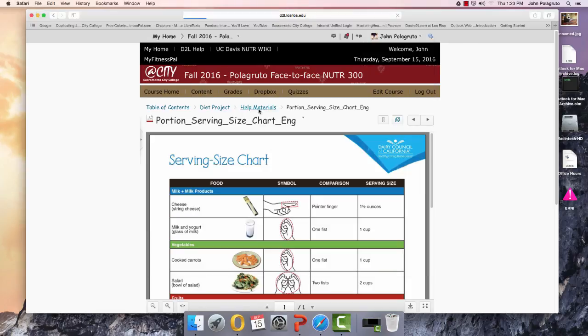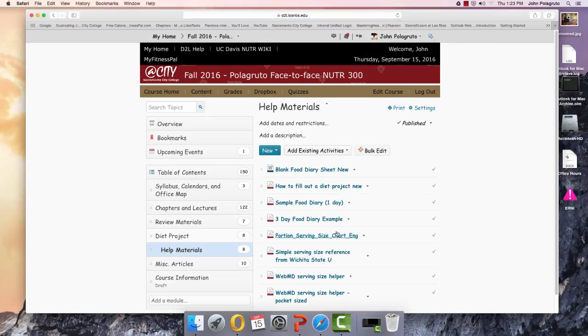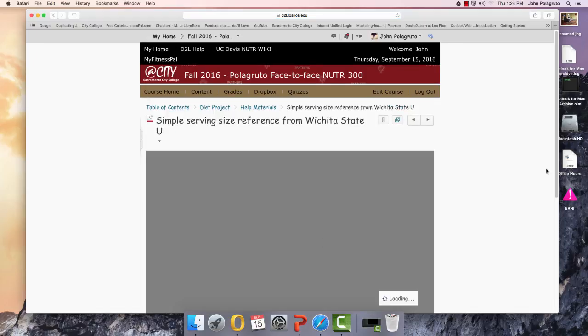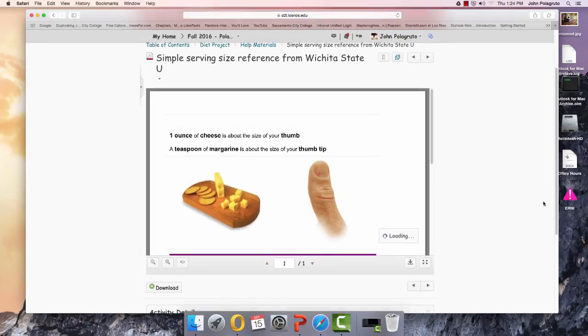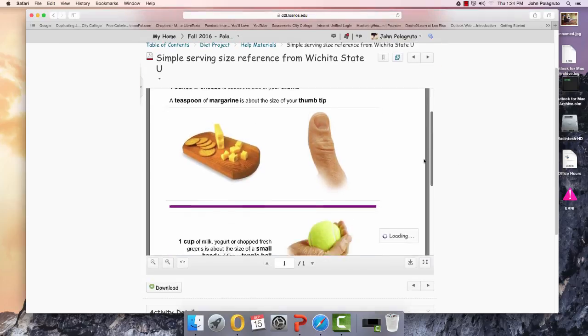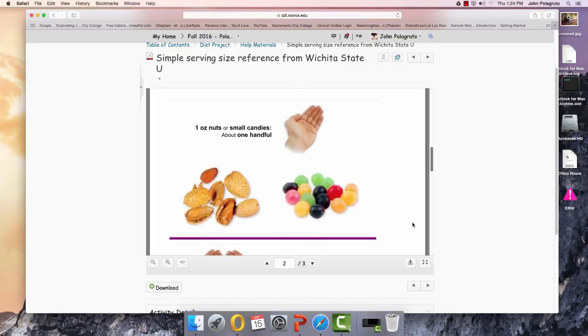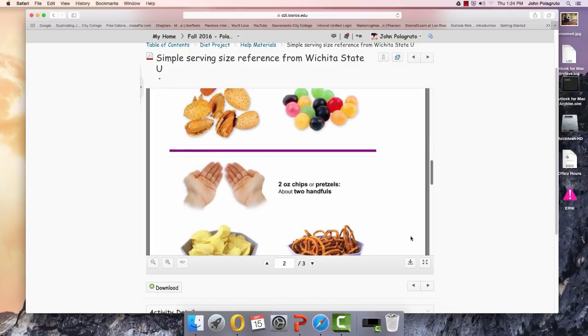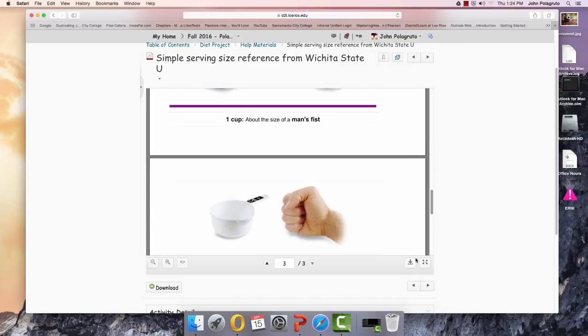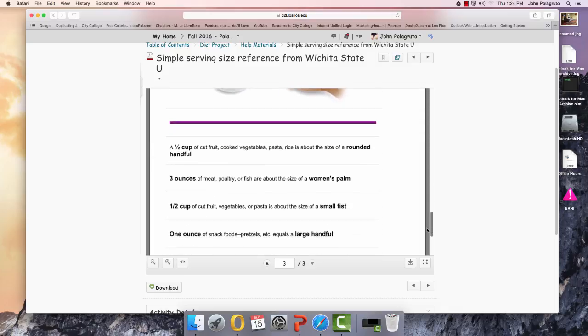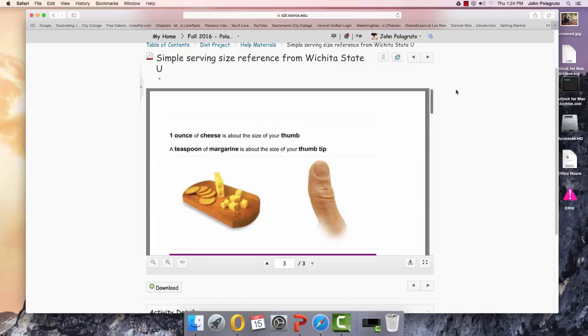If you go into D2L, you will find other references. Here's one from Wichita State University in Kansas. And same kind of thing. There's a thumb. There's a cup. There's 1 ounce. There's 2 ounce. This one's actually very useful. And let's get some other examples.